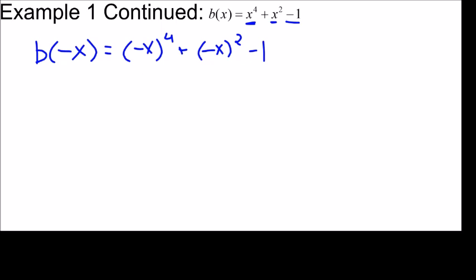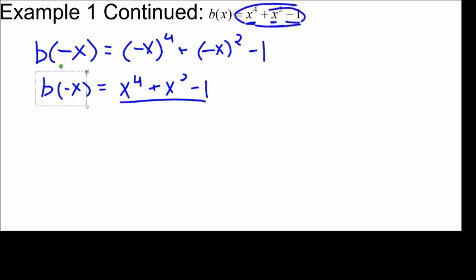So to simplify this, if we take negative x to the fourth power, because we're raising it to an even power, that negative becomes positive. When we square negative x, that becomes a positive x squared. And the negative 1 is unchanged. Now, as you can see, the original function is identical to what we just got right here. So b of negative x is now equal to our original function, b of x. That means that it is an even function.